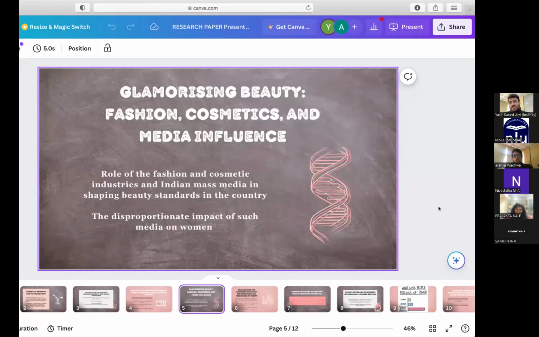glamorizing beauty, fashion, cosmetics, and the media influence. The effect that mass media and partially social media has on the social order has been decently intense to allow these standards to set deep into the Indian societal mindset. The way manufacturing advertisements that represent impractical and unrealistic images of bodies, as models in either magazines, television, social media, and other forms of mass media, has created deep-rooted beauty obsessions in India.